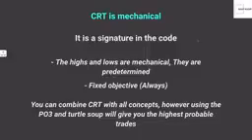The highs and lows are mechanical. They are all predetermined. Of every single week, every month, every week, every day. Every candlestick's high and low is predetermined. There will always be a predetermined high and low and a predetermined objective, always a fixed objective. You can combine CRT with any concepts. All concepts can be combined with CRT. However, using the power of 3 and turtle soup will give the highest probable trades. Always.